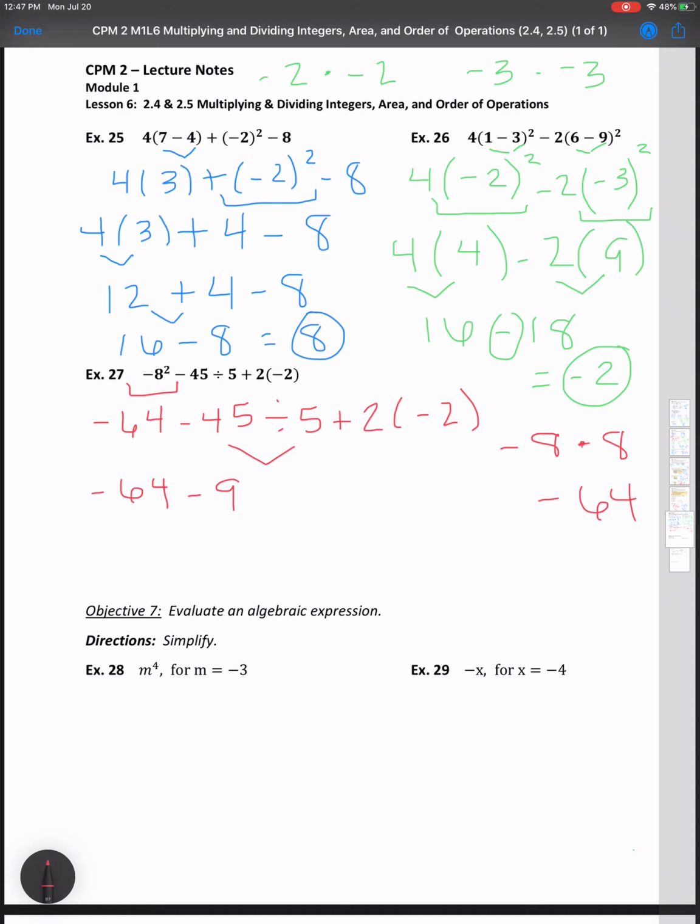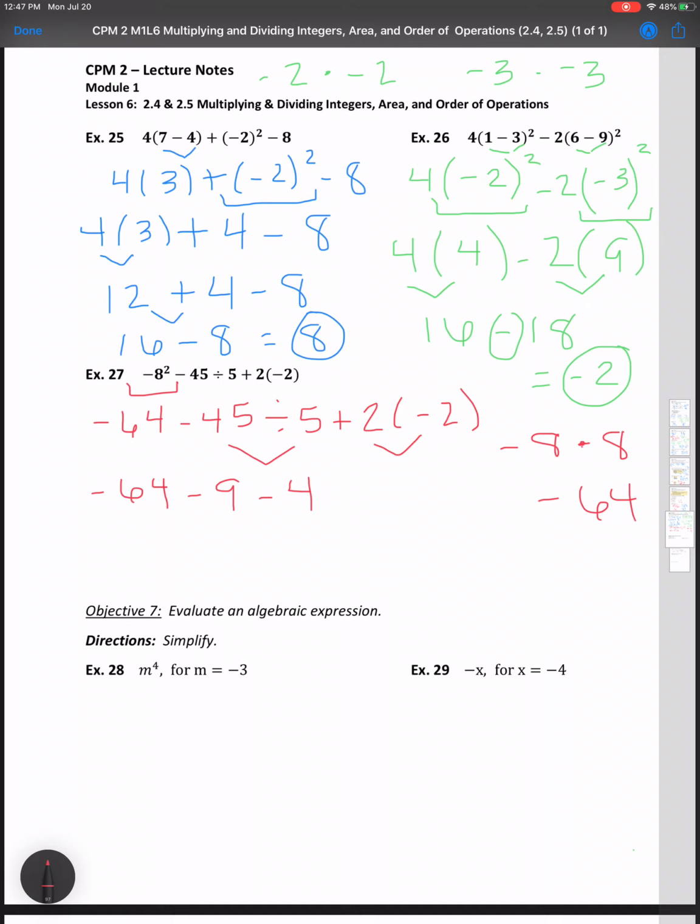You can bring down this, or if you want to go ahead, since multiplication and division are the same step, work it left to right. So we can go ahead and multiply. What is 2 times a negative 2? It's a negative 4. If it was a positive 4, I would have put a plus sign there instead of that minus sign. We are done with multiplication and division.